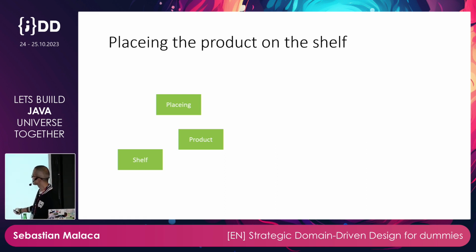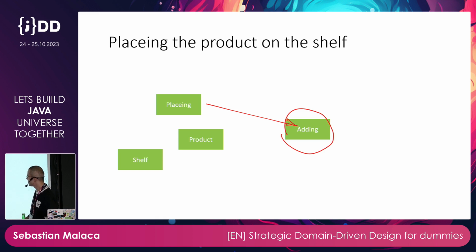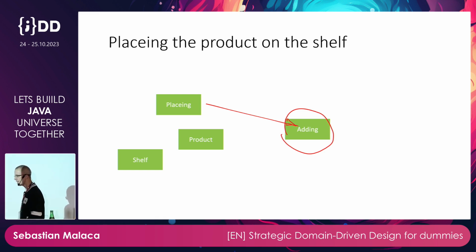Placing the product on the shelf. Okay, forget about placing, because let's think like a real developer. So I will have my shelf entity, object. There will be some set of products on the shelf. So I will add the product to the list.